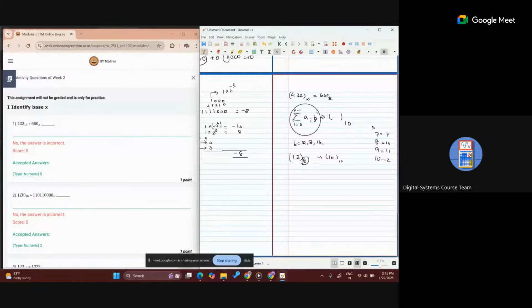These are the decimal numbers. These are the octal numbers. Is it fine? Yes, sir. Okay. So let me apply this above formula here.